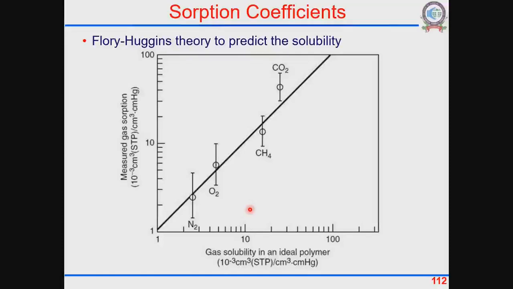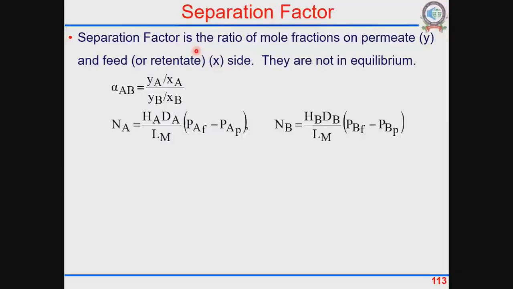For the sorption coefficient, again you can use Flory-Huggins theory. This is just a graph to show you that you can use thermodynamics to predict the solubility of different gases in different polymers. We are not going to look at that. It's a part of advanced thermodynamics. We are not going to look at that. But just to tell you that you can predict solubility or Henry's constant from first principles.